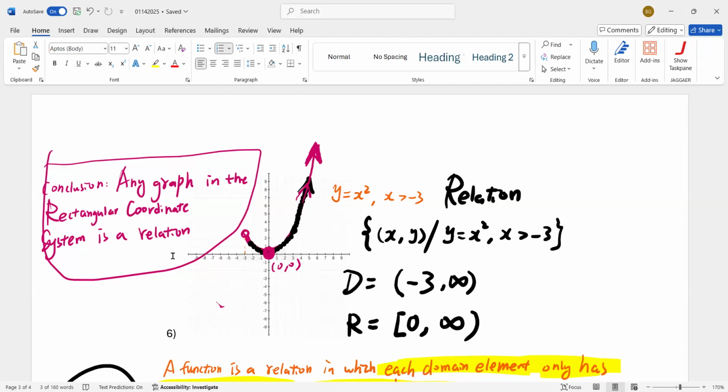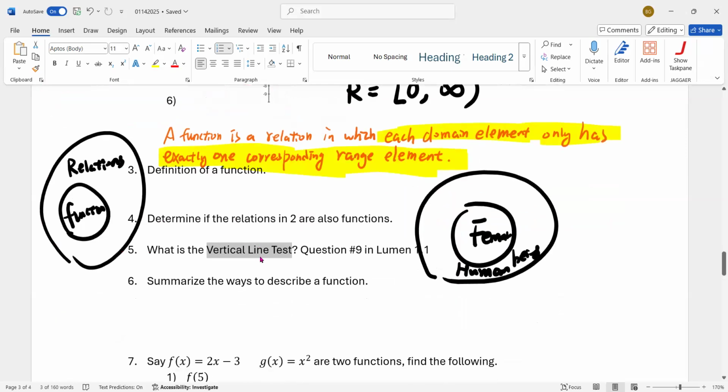Okay, so here vertical line test is used to determine if a graph is a function. We know any graph is a relation, no problem on that. But we want to know if the relation is a function, right? Vertical line test is for that purpose. As it says here, we are going to look at question number 9 in Lumen.